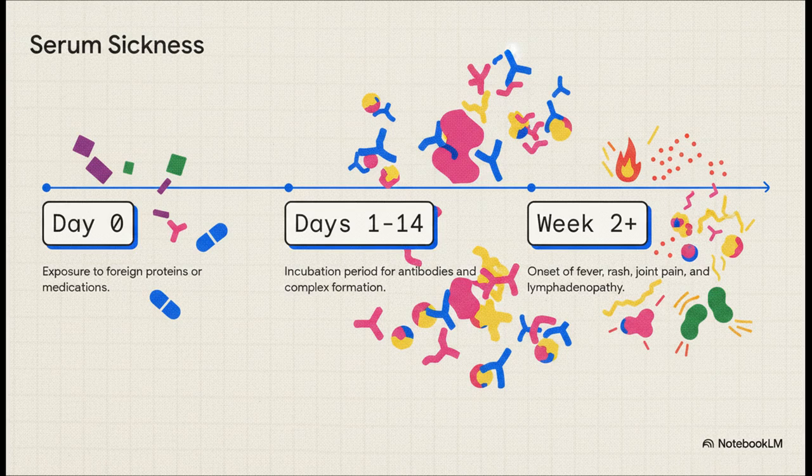It takes time for the body to produce antibodies, form the massive amounts of complexes, and for those complexes to eventually deposit. It's only after that delay that we see the sudden onset of fever, widespread rash, severe joint pain, and swollen lymph nodes.